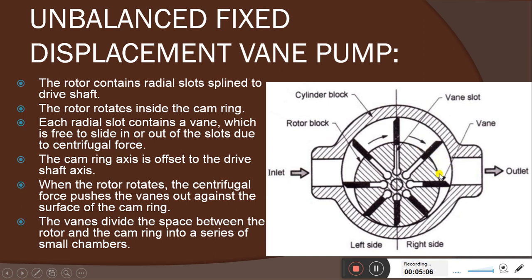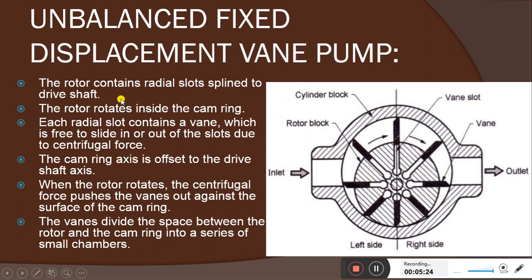As the liquid comes to this portion, it experiences lower volume, and because of that the liquid is going to be pushed out with a higher pressure. So like that, the unbalanced fixed displacement vane pump works.